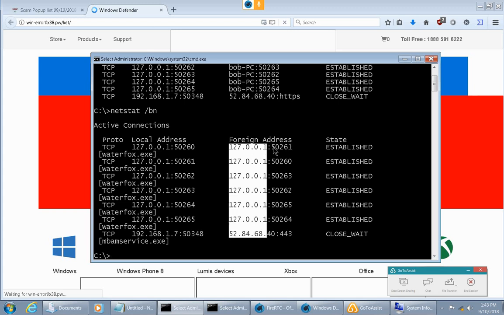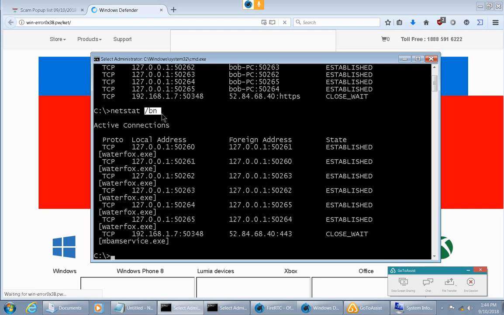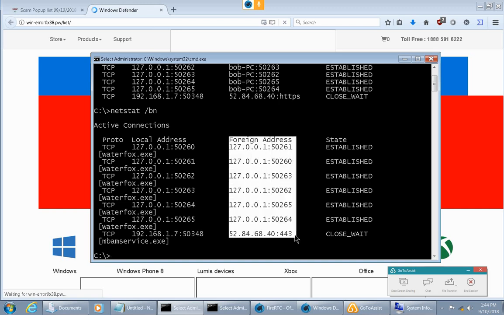Of course, to the right are the ports. Now to the left, under the local address, as you can see, I used the BN switch. The B gave me the process name. It's Waterfox, which is my browser, and here's the Malwarebytes service, which is close wait. That's not established. So these are not hackers. They want you to believe that these are hackers.